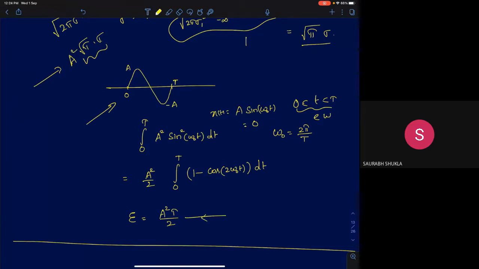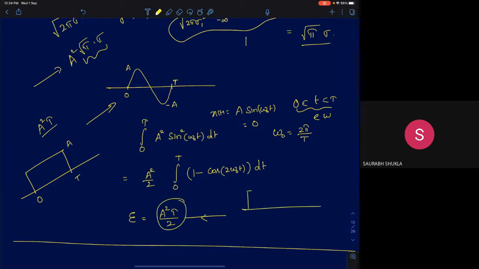Compare this with a pulse. I had a pulse whose width was t seconds, amplitude a, that was a square t, right? That was a square t, but this is half of that energy. Now, can you tell me what will be the energy of this function? So I have a pulse which goes from 0 to t by 2, to t seconds. It is plus a for half a cycle, minus a for half a cycle. So what is the energy of this signal?